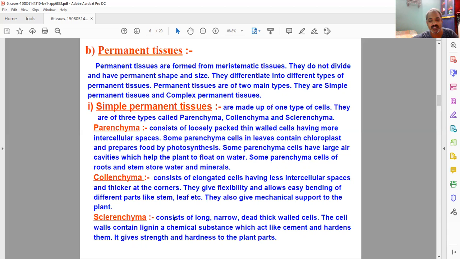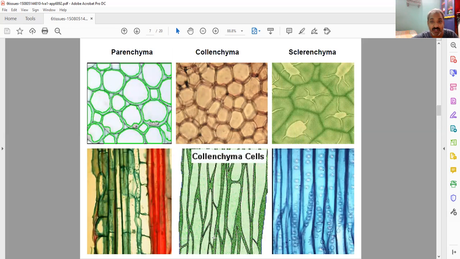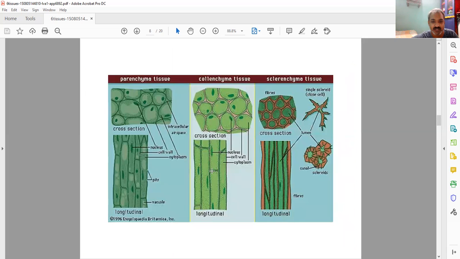The third one is sclerenchyma. They are dead tissues with thick-walled dead cells. Their cell wall contains lignin, which acts as a cement, and they give strength to the plant. In coconut coir, we can find sclerenchyma tissues. Here in the diagram, you can see the different types of tissues: collenchyma and parenchyma shapes. We have two views: the longitudinal or vertical section at the bottom, and the cross sections at the top.